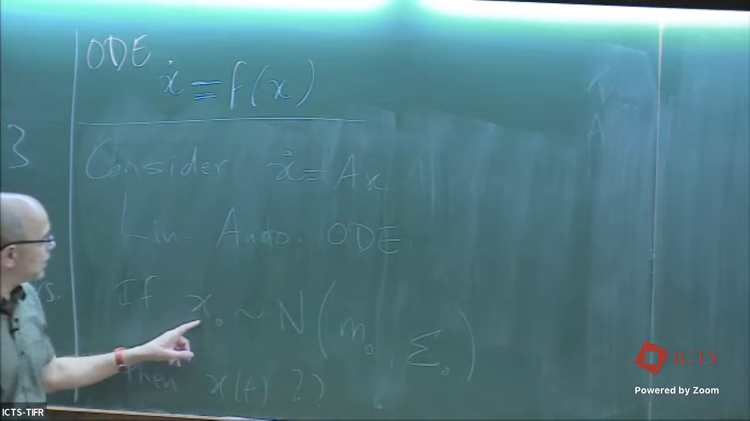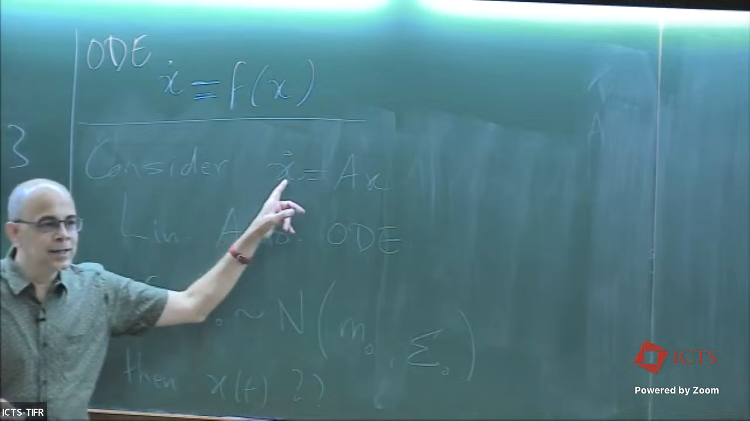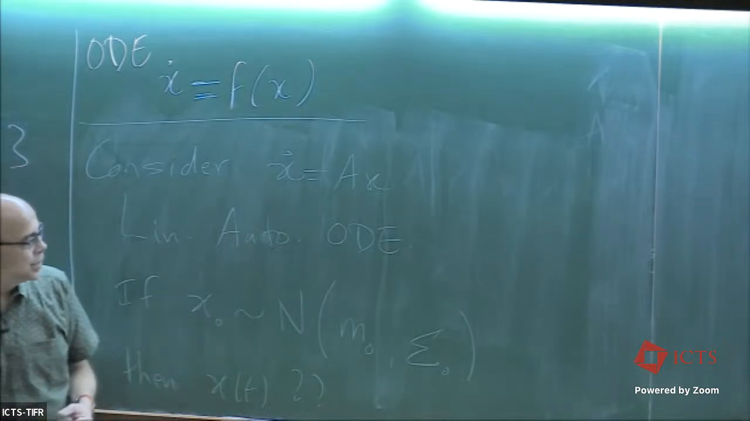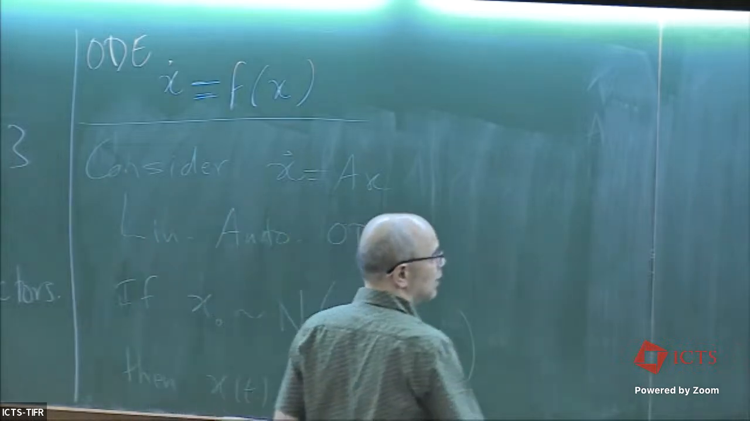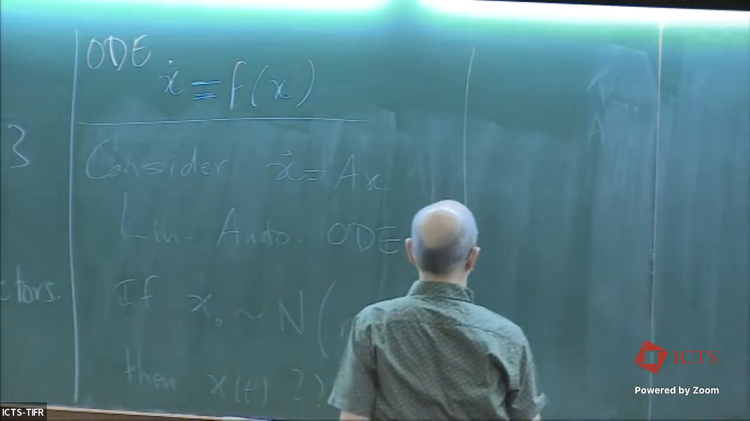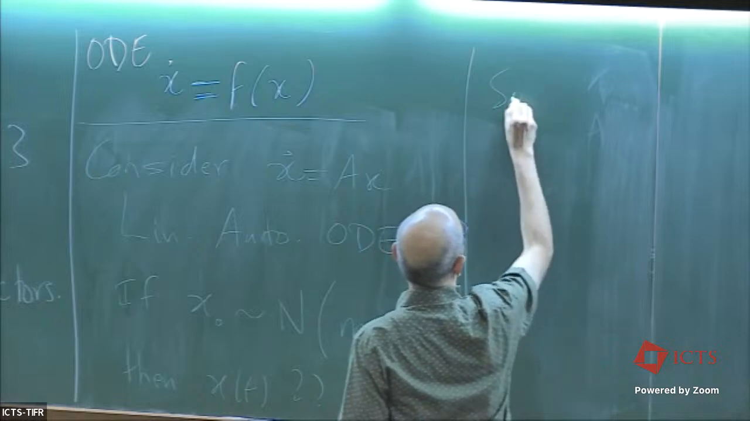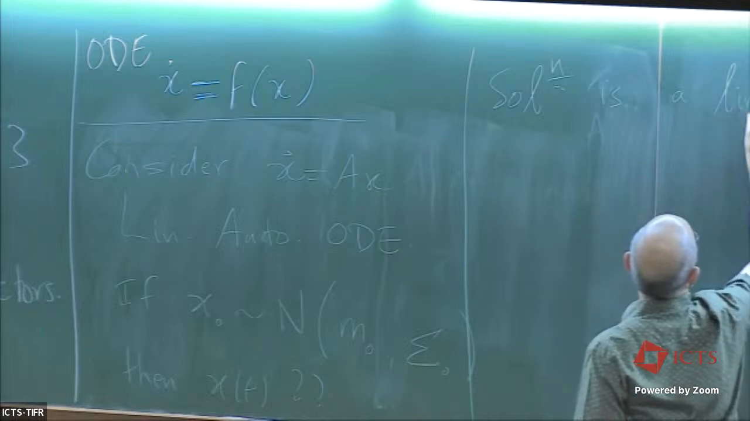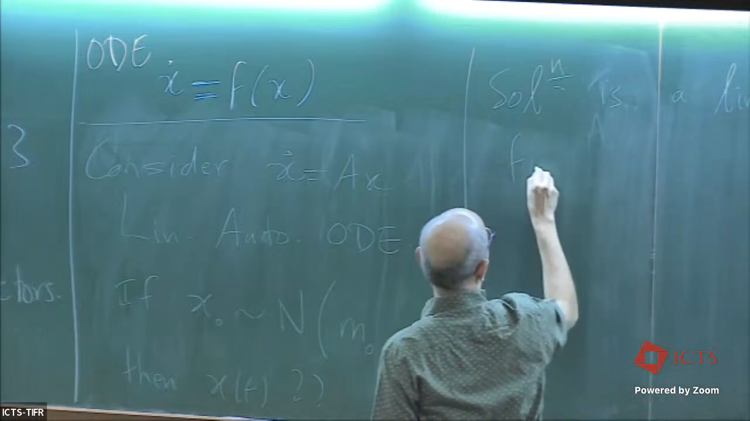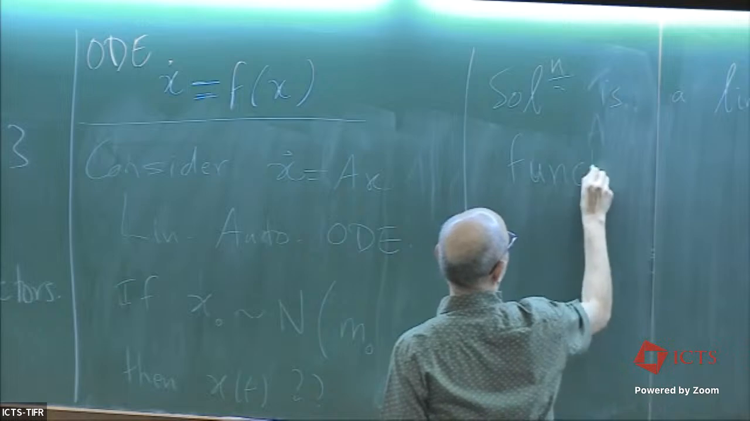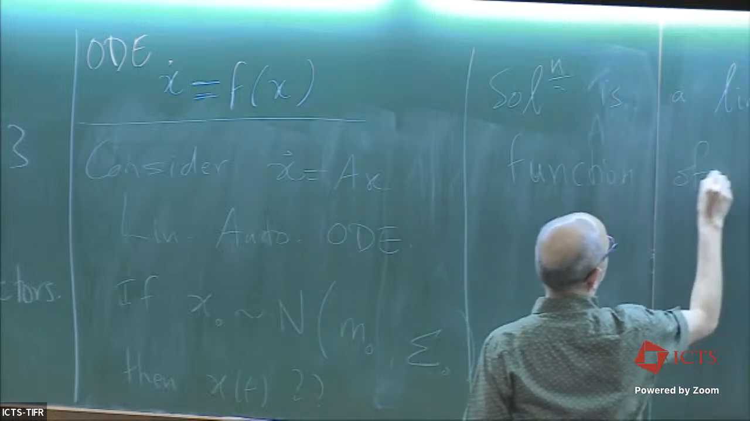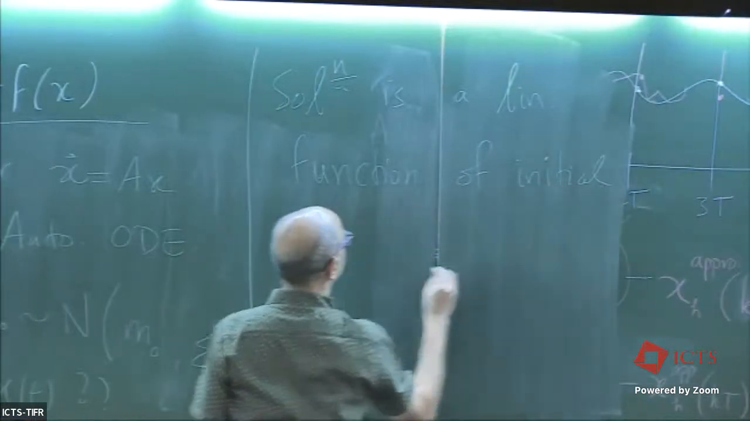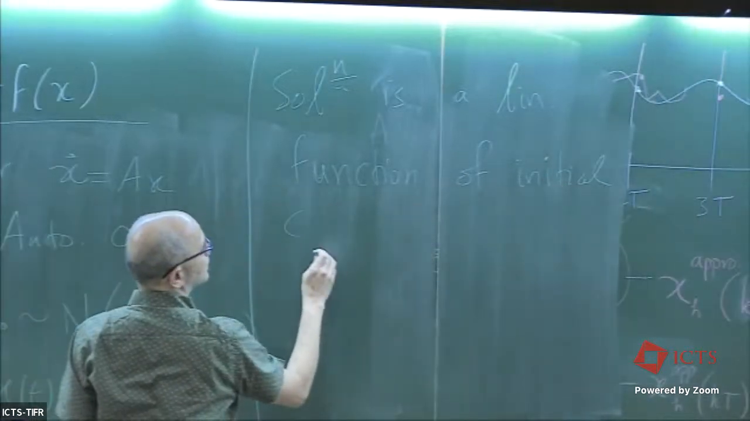If x naught is specified, the solution is a linear function of x naught. Since the solution is a linear function of x naught, maybe it's worth writing it down. Linear function of initial condition for the linear system.